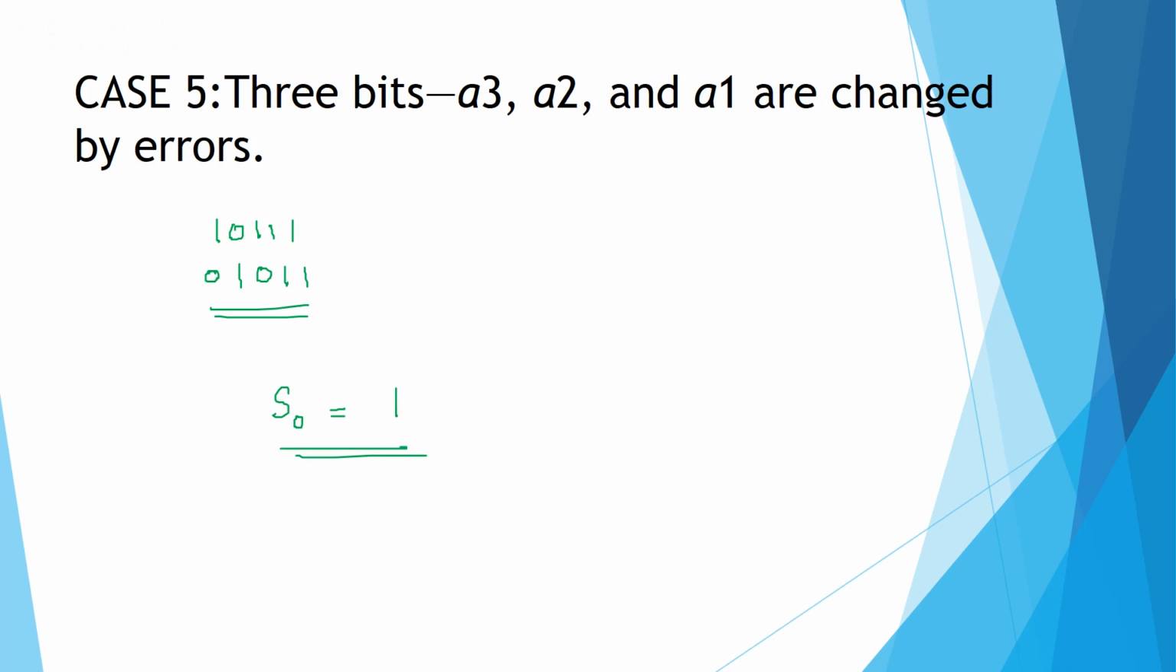Therefore we can conclude that the parity check code can detect an odd number of errors. So the parity check code can only identify an odd number of errors.